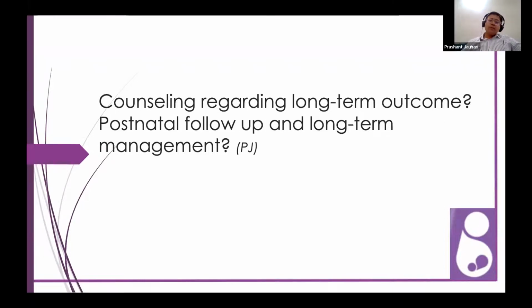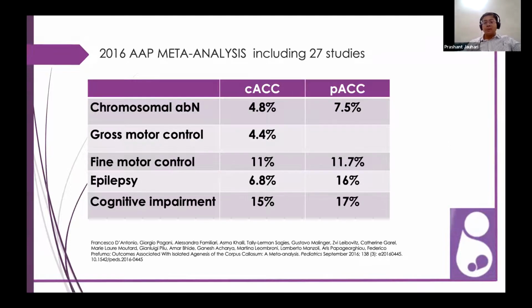Yeah. Okay, so again, there is a dichotomy on this. There are studies that say that there is a slightly higher risk of severe neurodevelopmental abnormalities when you have a partial agenesis compared to a complete agenesis.